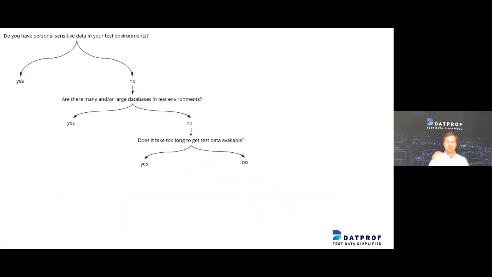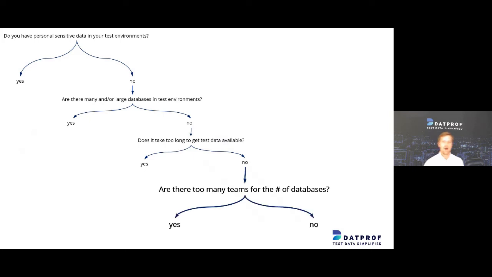So in the end, if test data takes too long to become available, you should address those. So if the answer is yes, you should probably address your test data. If the answer is no, then we come to the last question that you could ask yourself. Are there too many teams for the number of databases?